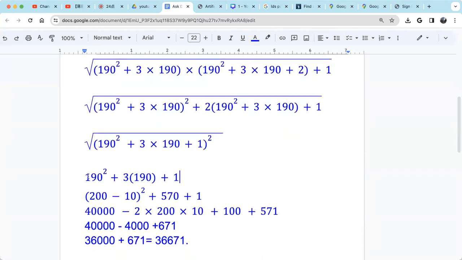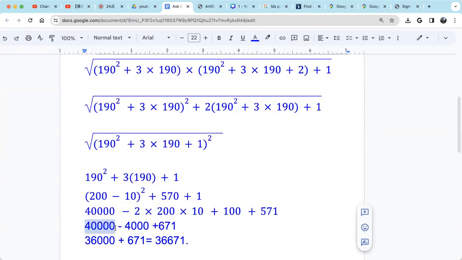Now we just have to calculate this. Well, 190 squared, we can think of as 200 minus 10, squared. We use the algebraic formula again. That gives us the first one squared, which is 40,000. Then minus 2 times the first one times the second one, which gives us 4,000. Then plus 10 squared, which is 100. Right, 2 times 200 times 10 is 4,000.